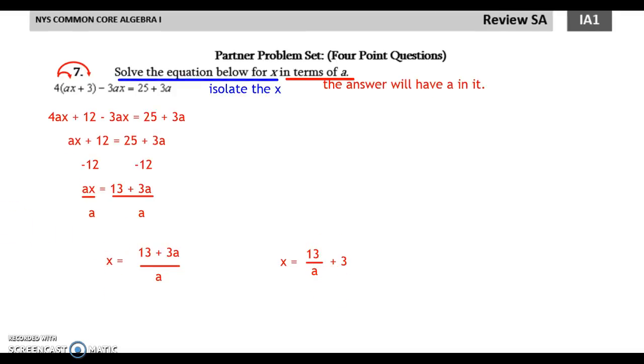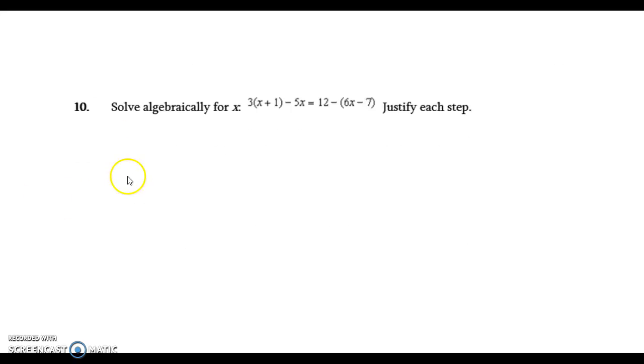Now we're going to move on to question number 10. Question number 10 is very similar to one of the questions that we've done in class before, but I'll walk you through the steps. It says to solve algebraically for x. We're going to annotate that part. Algebraically just means solve for x using algebraic methods such as combining like terms and additive inverse, things like that. So 3 times x plus 1 minus 5x equals 12 minus 6x minus 7.